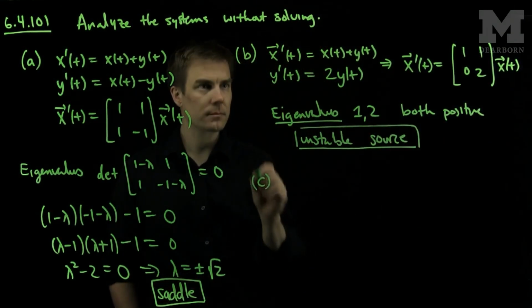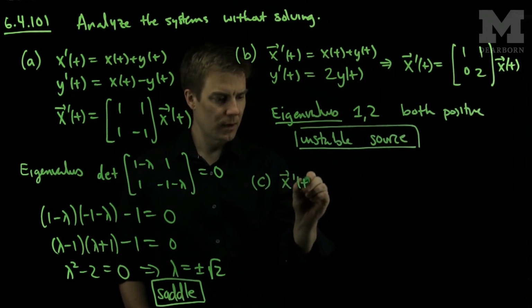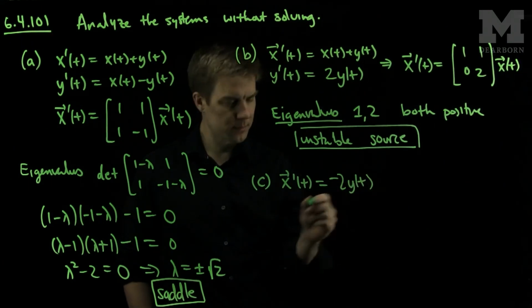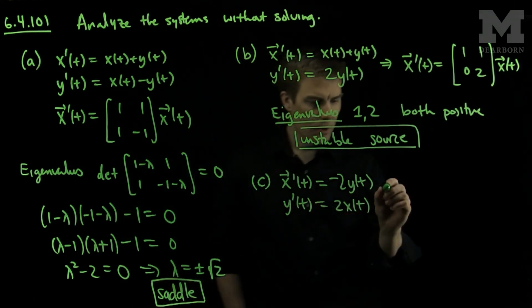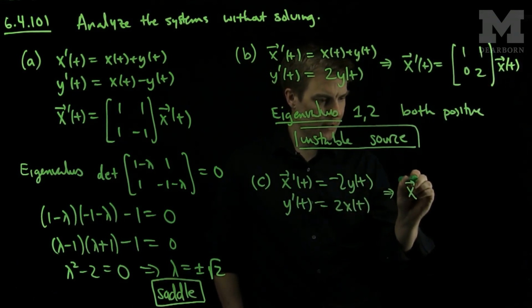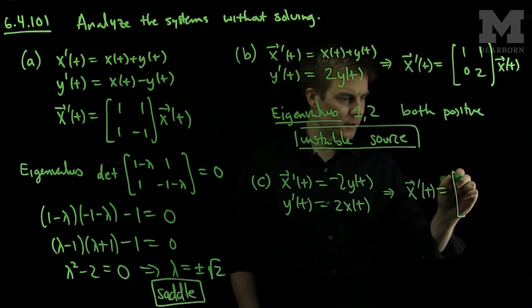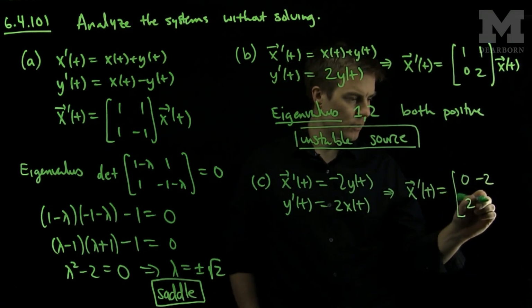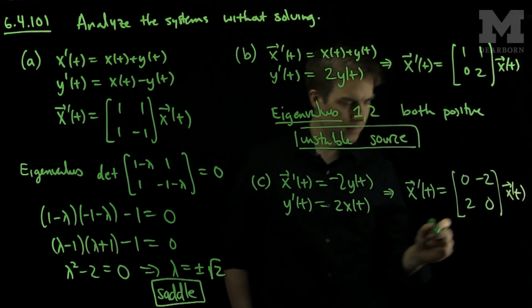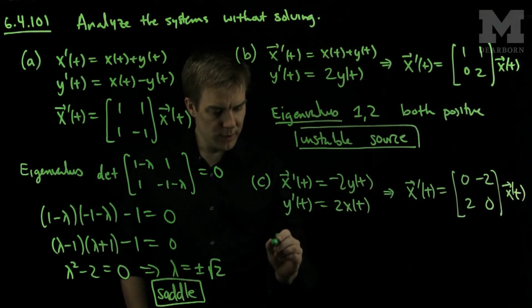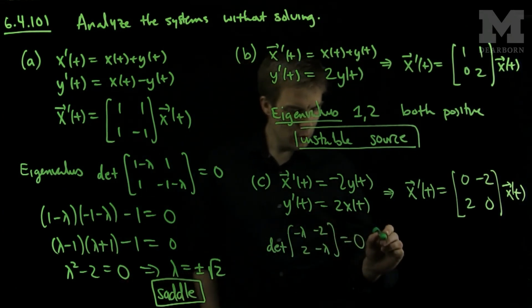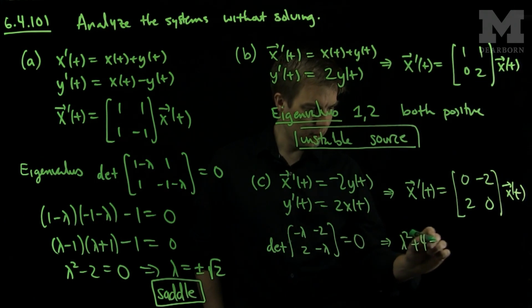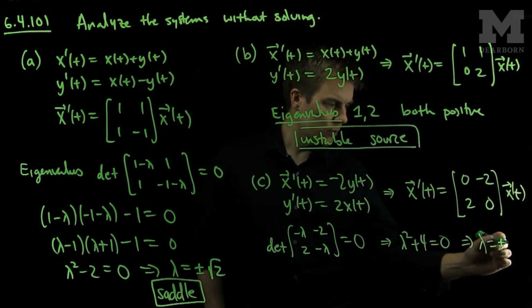Part C of the problem asks us to analyze the system x prime of t is negative 2y of t, and y prime of t is 2x of t, which as a system looks like x prime of t is 0, negative 2, 2, 0, x of t. We can see the eigenvalue equation for this will be determinant of negative lambda, negative 2, 2, negative lambda equals 0, which will give me a lambda squared plus 4 equals 0, or lambda equals plus or minus 2i.